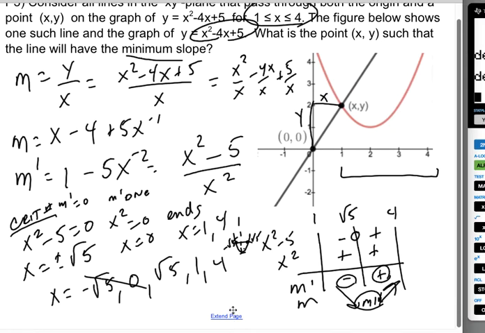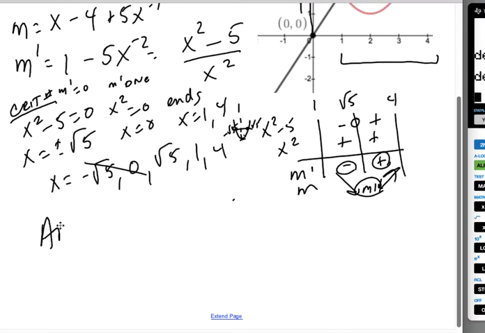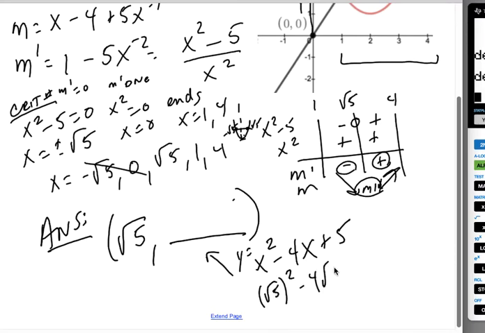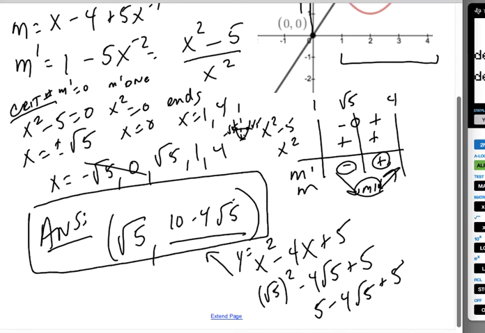Once I know the minimum's root 5, right, so my answer is root 5 comma blank, and in order to find the blank, I need to use y equals x squared minus 4x plus 5. So that's going to be root 5, quantity squared, minus 4 root 5 plus a 5, which is going to be 5 minus 4 root 5 plus 5. So I'm going to end up with a 10 minus 4 root 5. That's the best I can do. And that's my minimum slope. All right, moving on.